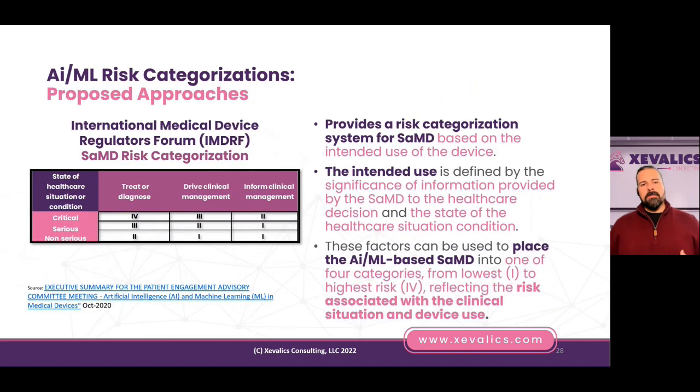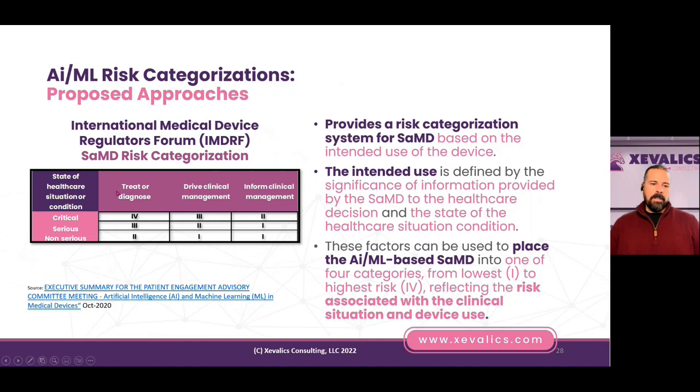There's also some discussion regarding proposed approaches for AI machine learning risk categorization. The first one comes from the International Medical Device Regulators Forum. They provide a risk categorization system for software as a medical device based on the intended use of the device. The intended use is defined by the significance of information provided by the medical device to the healthcare decision and the state of the healthcare situation. These factors can be used to place the AI machine learning based software as a medical device into one of four categories, from the lowest, which is number one, to the highest, which is four, reflecting the risk associated with the clinical situation and the device use.